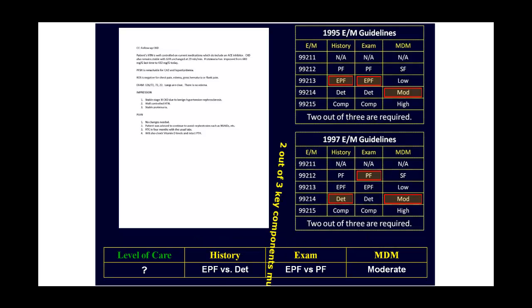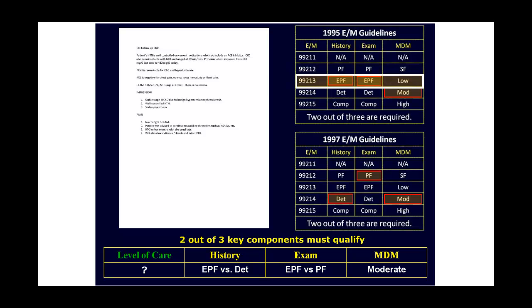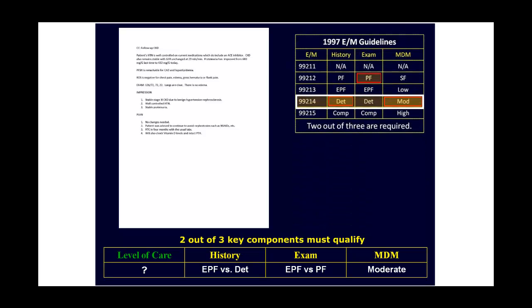And again, since only 2 out of 3 key components are needed, this adds up to a level 3 visit using the 95 rules and a level 4 visit using the 97 guidelines. In this situation, an auditor would be instructed to use the version which works out best for the doctor. So the final level of care would be a level 4 established office visit. So we knew this note contains 124 words. Now we know how much it's worth, which is about $102.